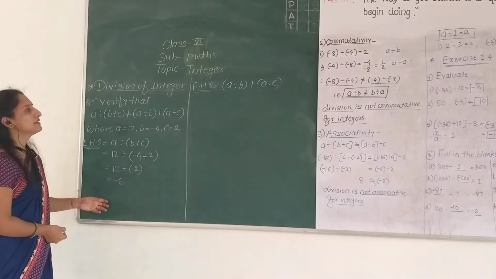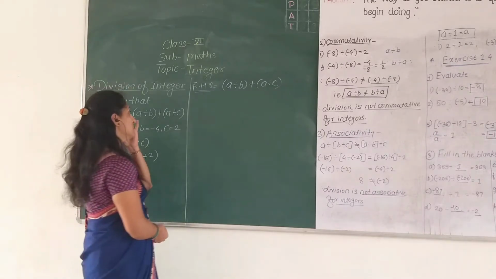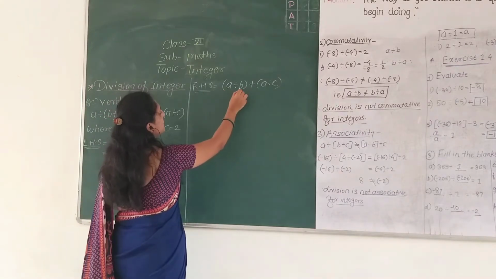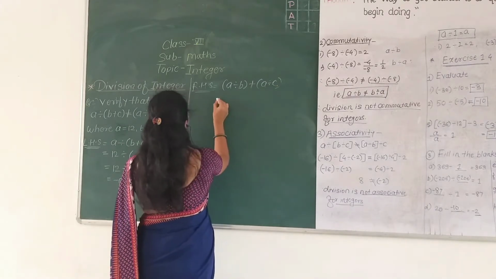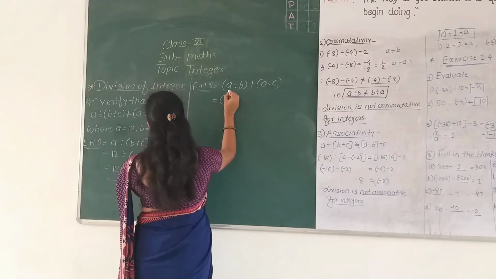Okay. Now let us start RHS here. a divided by b plus a divided by c. So now a divided by b. Substitute the values of a, b and c.